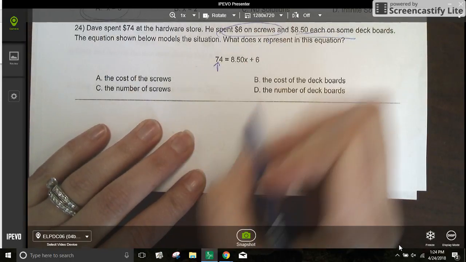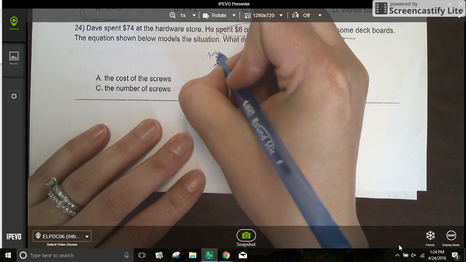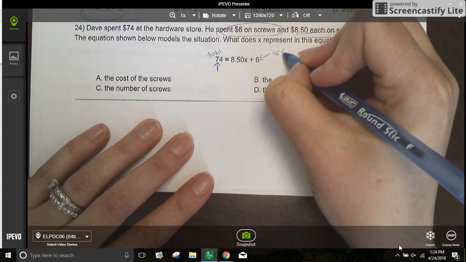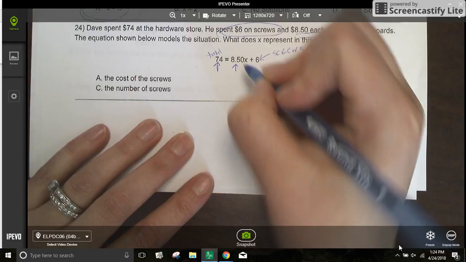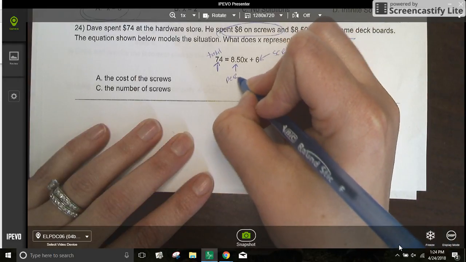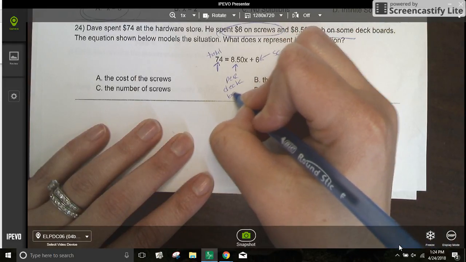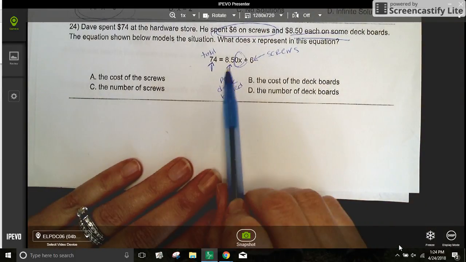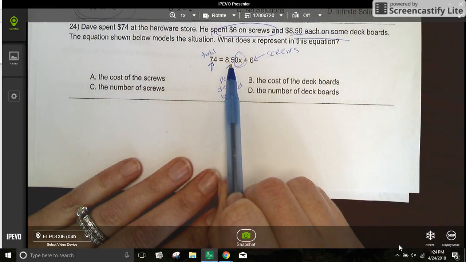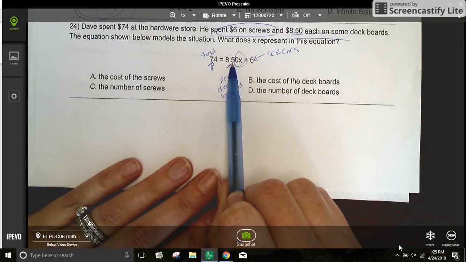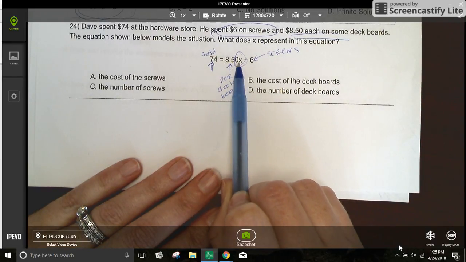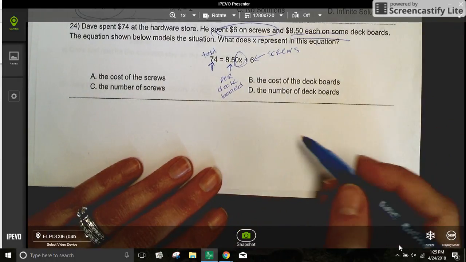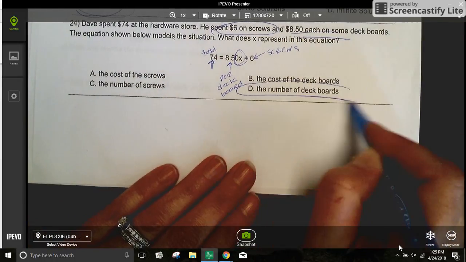So 74 is the total. So we know this is the total amount he spent. We know this is how much he spent on screws, and we know this is how much per deck board. So if I solved for X, I would be solving for how many deck boards he bought. If each deck board is $8.50, that times how many deck boards he has would be the price. So we're trying to figure out the number of deck boards.